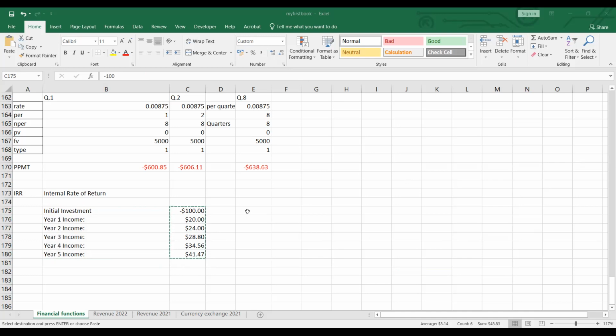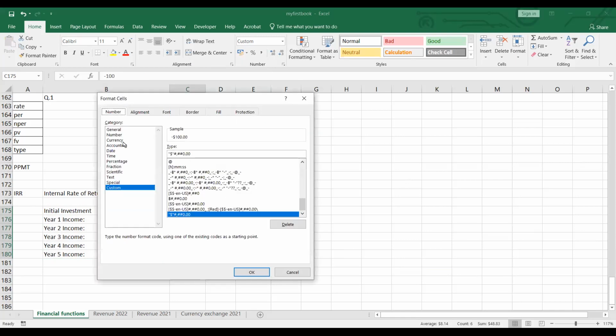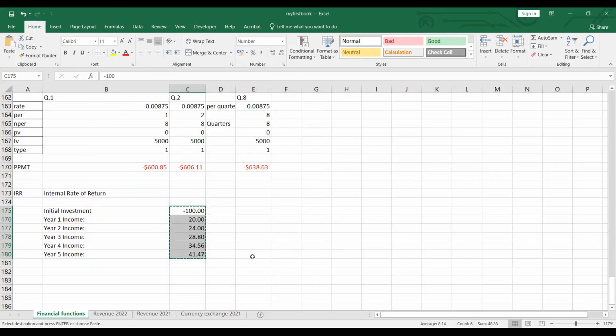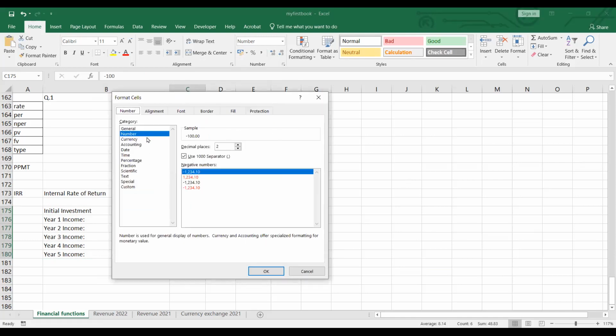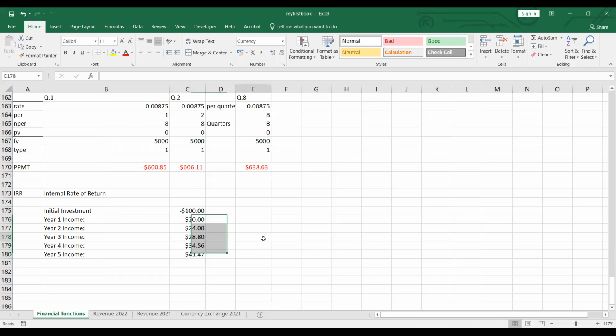I'm sorry for the dollar sign. Let me remove it first. Let me type it again. Okay, so assume that this one is in the unit of $1 million. I multiply each of these by 1 million first.